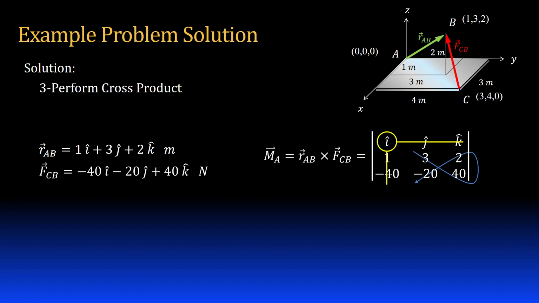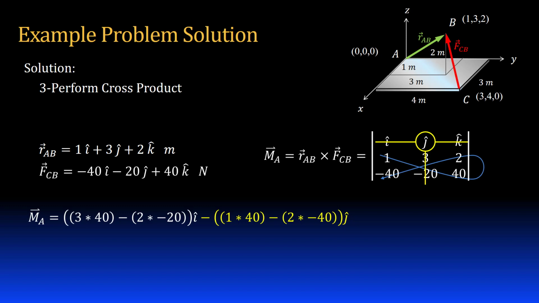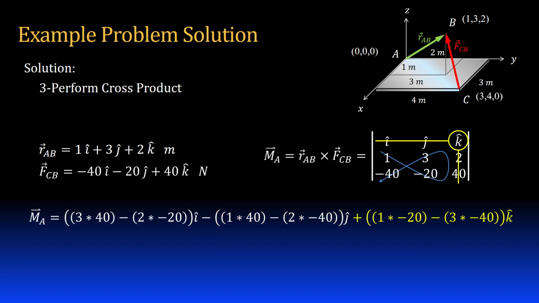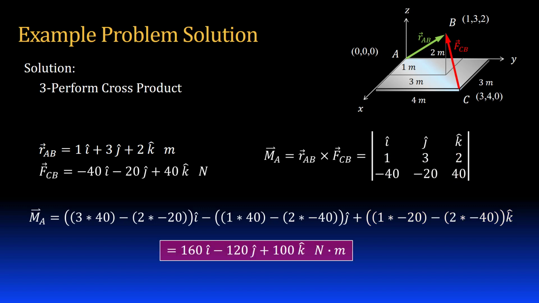First the i component, which will be 3 times 40 minus the product of 2 times negative 20. Then the j component, which is 1 times 40 minus the product of 2 times negative 40. Make sure to put a negative sign in front of the j component. Then the k component, which is 1 times negative 20 minus the product of 3 times negative 40. Simplifying each term, I get the moment vector at point A is 160i minus 120j plus 100k newton meters.